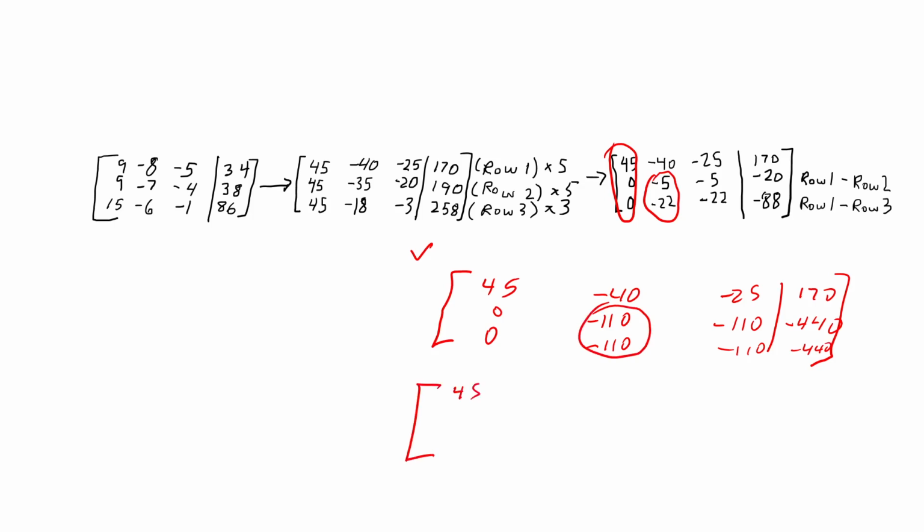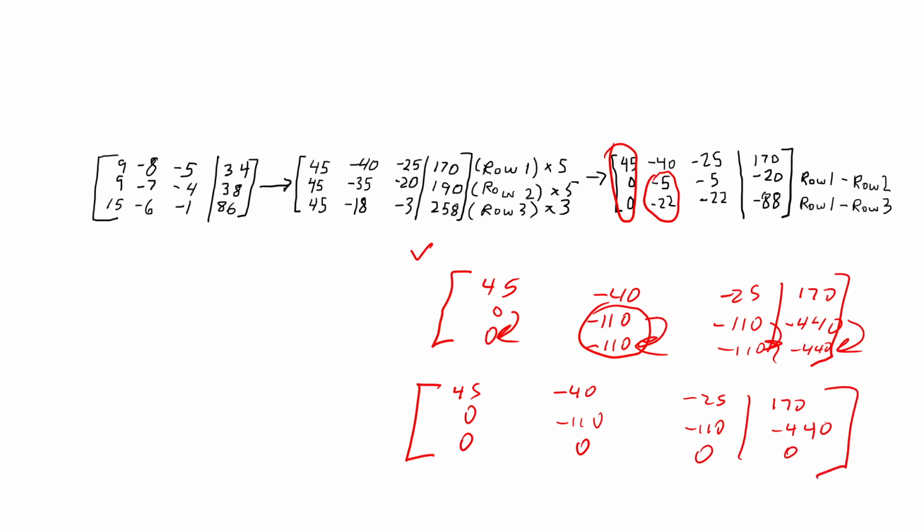And when we do that, we get 45, negative 40, negative 25, 170. And we get 0, negative 110, negative 110, and negative 440. And then when we're doing that subtraction of row 2 minus row 3, 0 minus 0 will be 0. Negative 110 minus negative 110 will be 0. Negative 110 minus negative 110 will be 0. And negative 440 minus negative 440 will also be 0. And what will happen is we'll get a last row of 0, 0, 0, and 0.